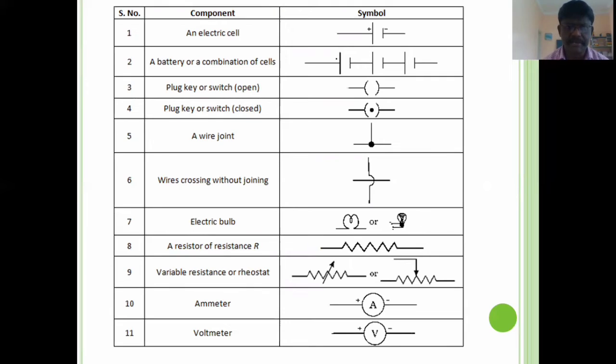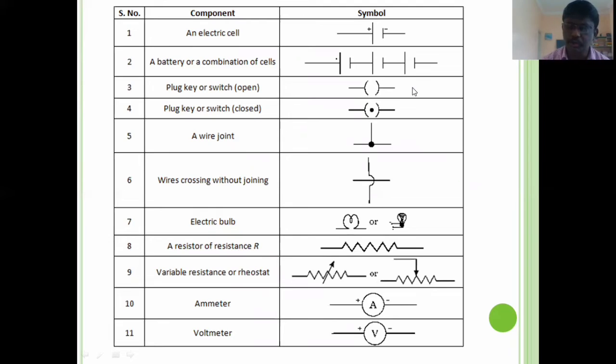See that an electric cell, the symbol is this, plus and minus. These two indicate positive and negative terminal. A battery, we know it is nothing but 2 or more cells are connected in series, plus and minus should be there, it is not marked.